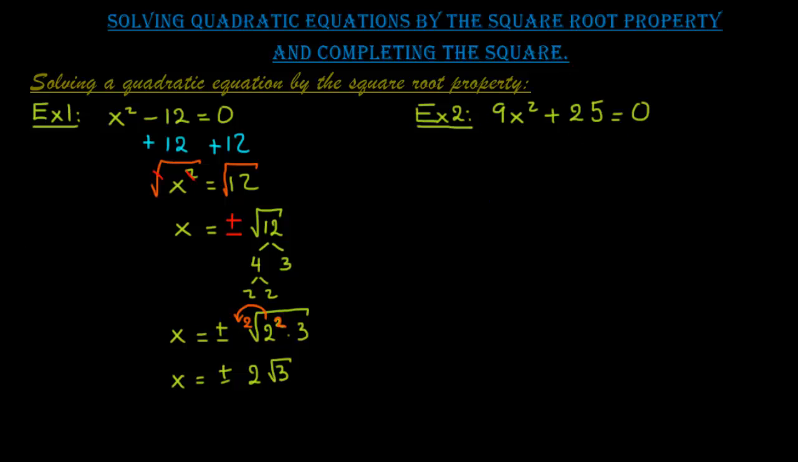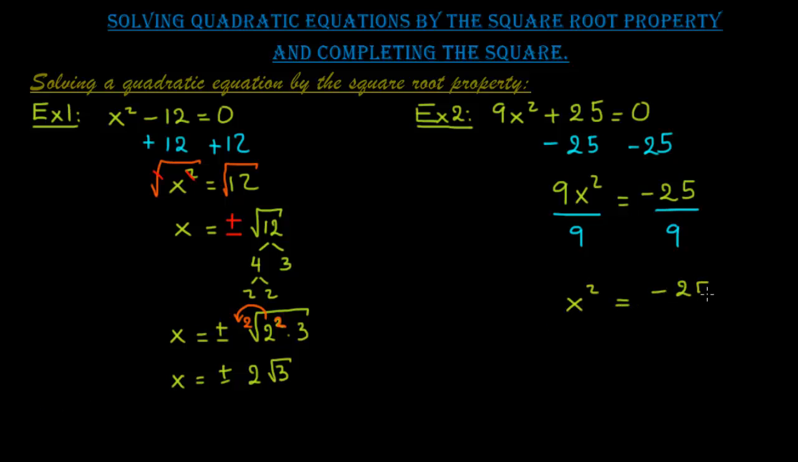So let's go over example 2. We have 9x squared plus 25 equal to 0. It's the same idea. We need to isolate the x. So subtract 25 on both sides. We will have 9x squared equal to negative 25. And keep going to get x by itself. I have to divide by 9 on both sides. Then we will have x squared equal to negative 25 over 9.